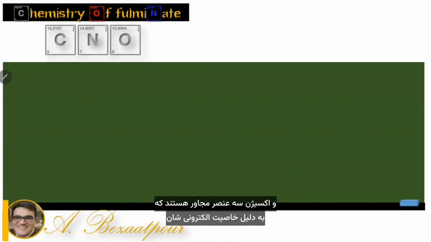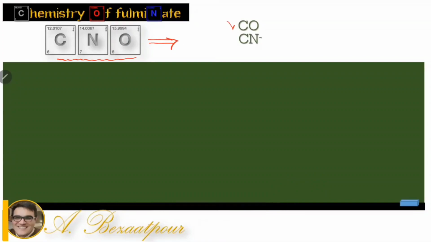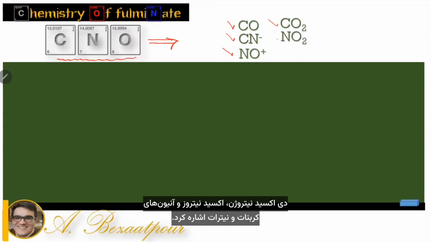As you know, carbon, nitrogen and oxygen are three adjacent elements that, due to their electronic properties, form many binary compounds with each other, among which are carbon monoxide, cyanide anion, nitrosyl cation, carbon dioxide, nitrogen dioxide, nitrous oxide, carbonate, and nitrate anions.